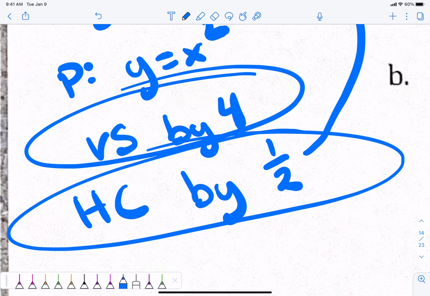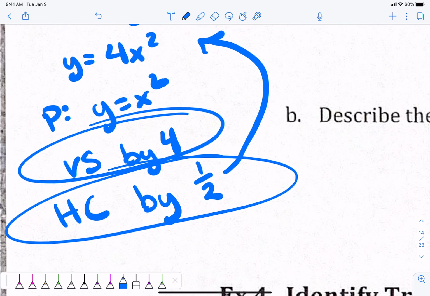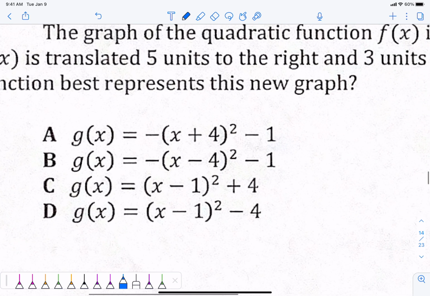So if it's not a linear function, it won't always be the same number, the reciprocal, okay? If that was confusing, don't listen. It's a vertical stretch by 4 and a horizontal compression by 1/2. Yes. Okay, let's go down to this one.